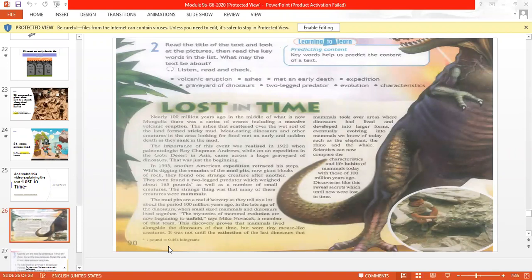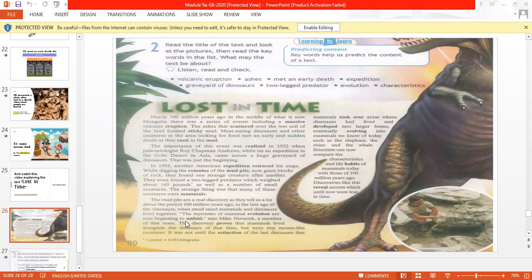The mud pits are a real discovery as they tell us a lot about the period 100 million years ago. In the late age of the dinosaurs, when small-sized mammals and dinosaurs lived together, so they were small-sized. The mysteries of mammal evolution are now beginning to unfold. It means unfold, as we said, like the newspaper, it needs to be opened.